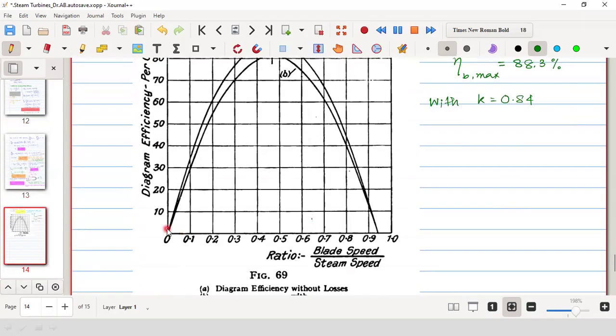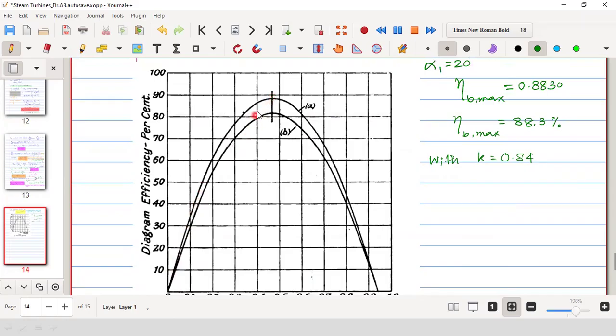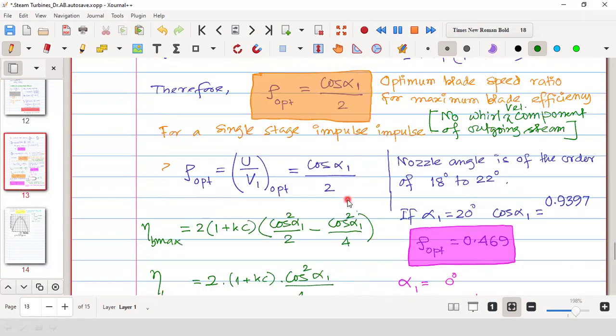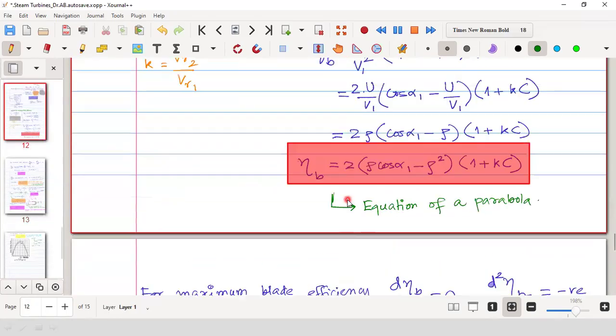Now as it increases, that means as this increases, therefore what is happening is that during this time the blade speed increases and the efficiency increases, and as the speed ratio increases further beyond this point, then the efficiency drops. So you can see from this relation why it is happening like this.